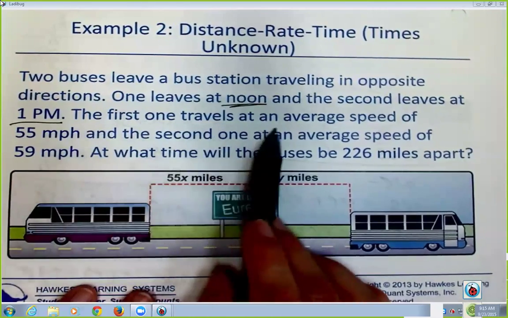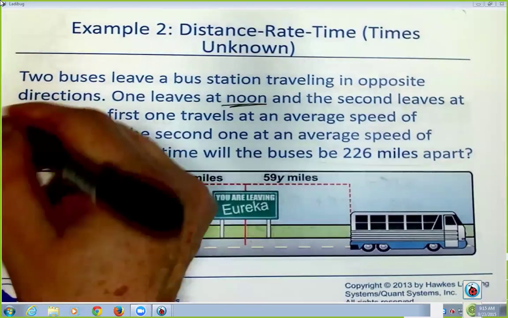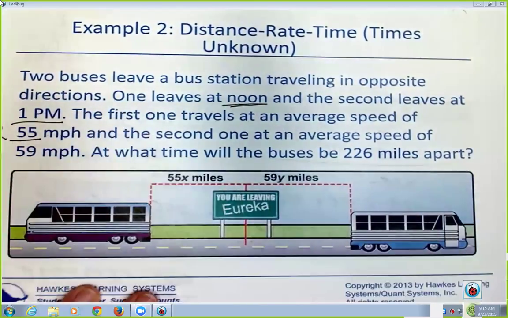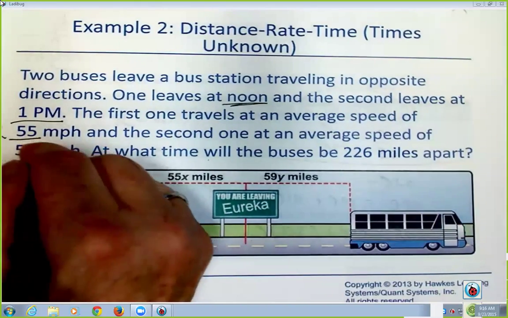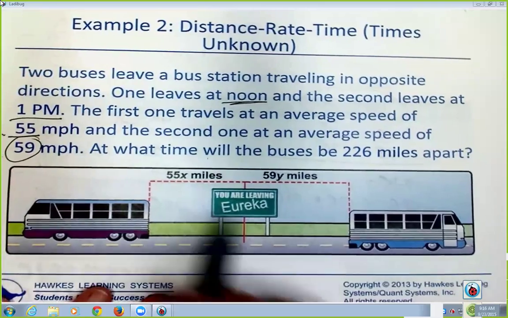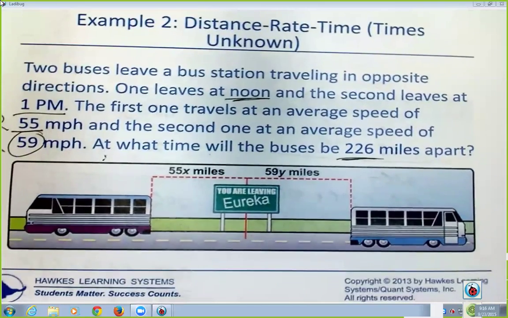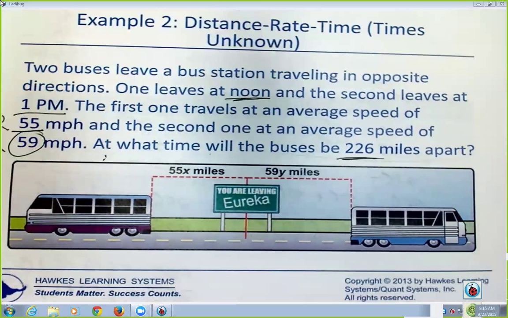The first one travels at an average speed of 55 miles per hour. So this is my rate. And the second one travels at 59 miles per hour. That's its rate. At what time will the buses be 226 miles apart? So what does that mean?